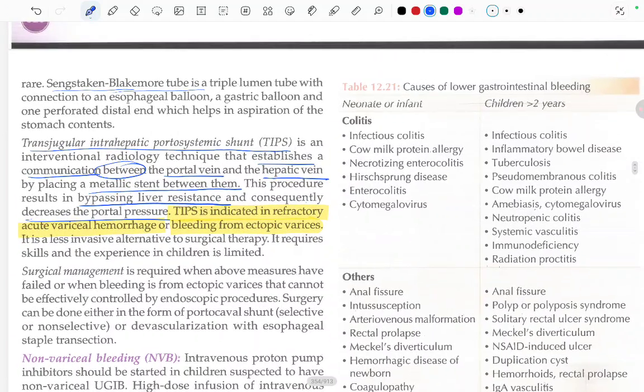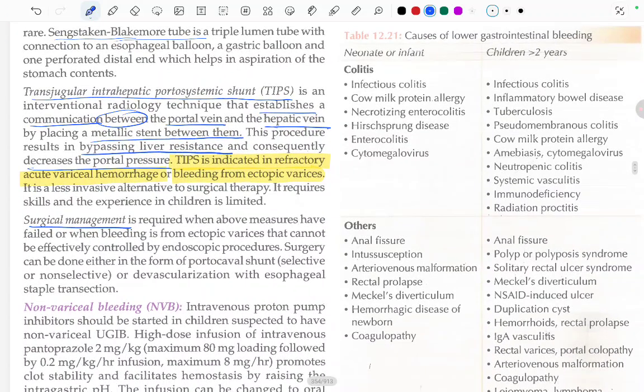Now coming to the surgical management, it is required when the above measures have failed or when the bleeding is from the ectopic varices that cannot be effectively controlled by the endoscopic procedure. Surgery can be done either in the form of portocaval shunt, that is selective or non-selective, or devascularization with the esophageal staple transection.